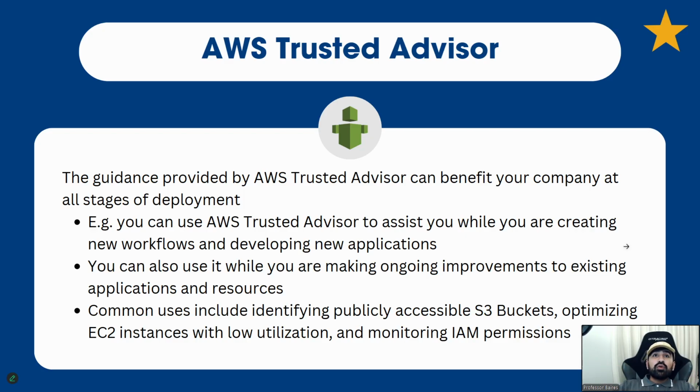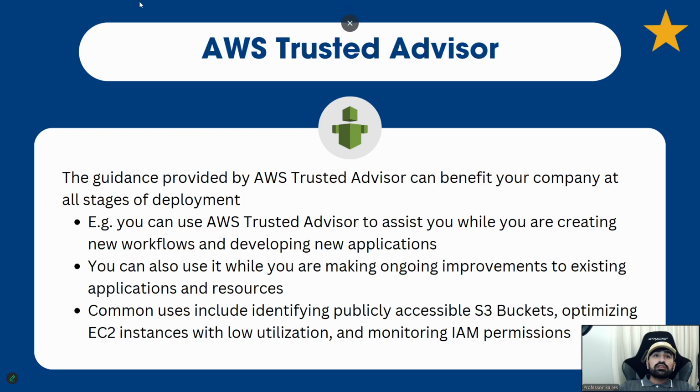So maybe you're creating a new application, right? AWS Trusted Advisor can help you figure out what are the best actions you should use and which services potentially, how to use those services, right, to fulfill your business needs. So you can also use it while you're making ongoing improvements to existing applications. So you already have your application deployed for users. It can tell you, hey, here are some ways that you can make your app run better.